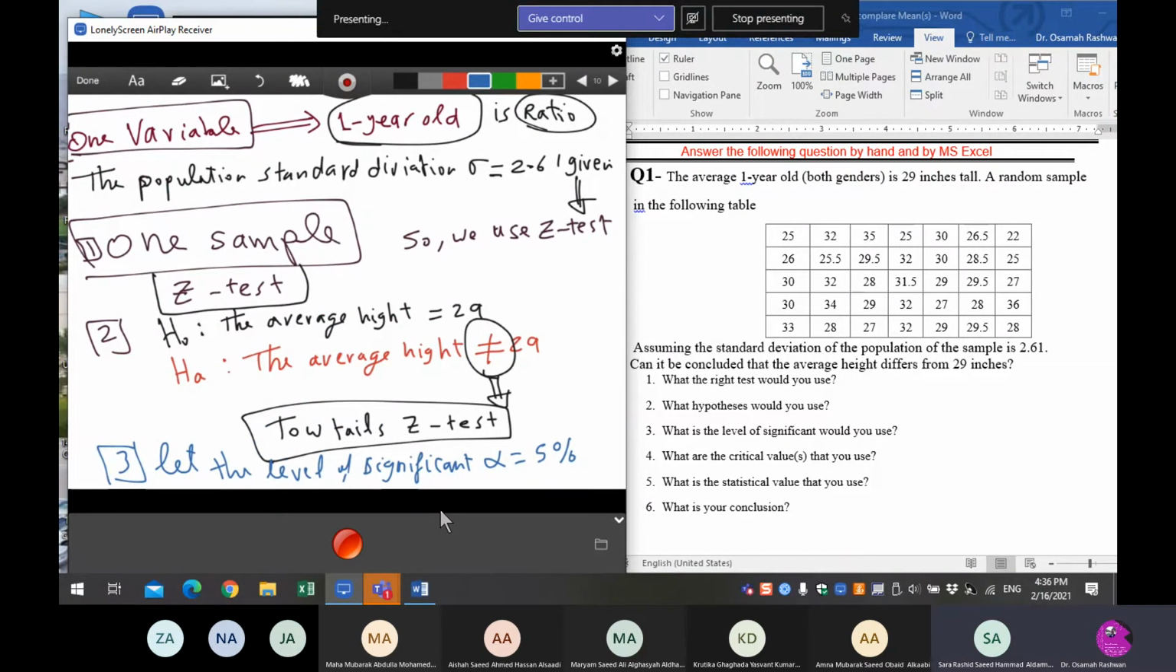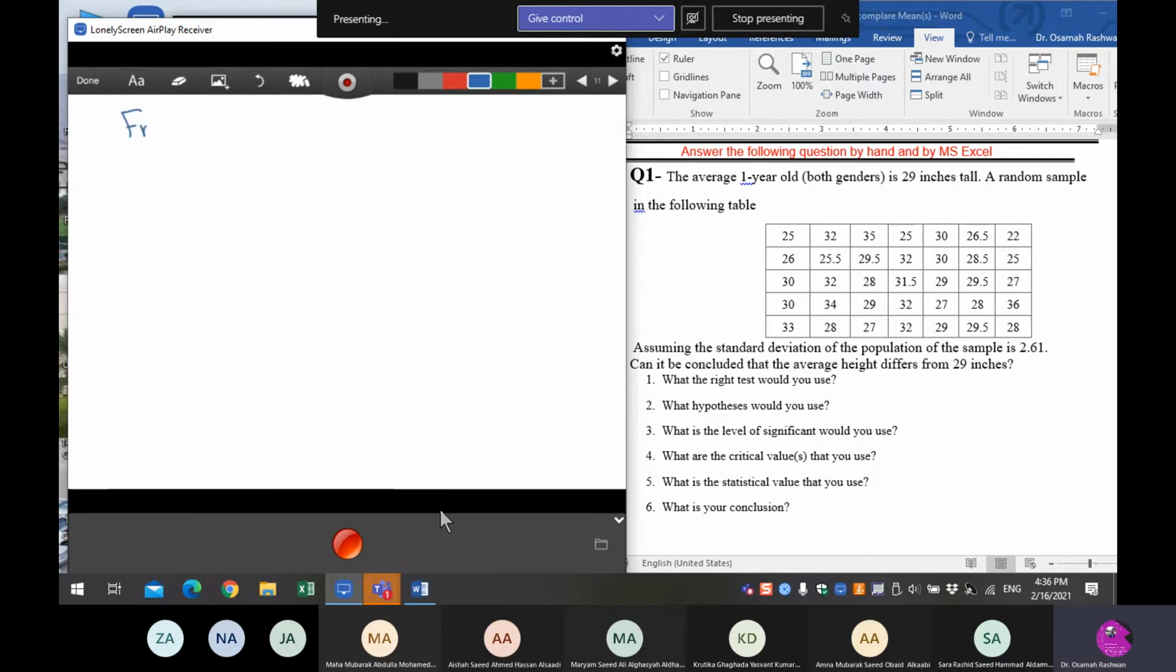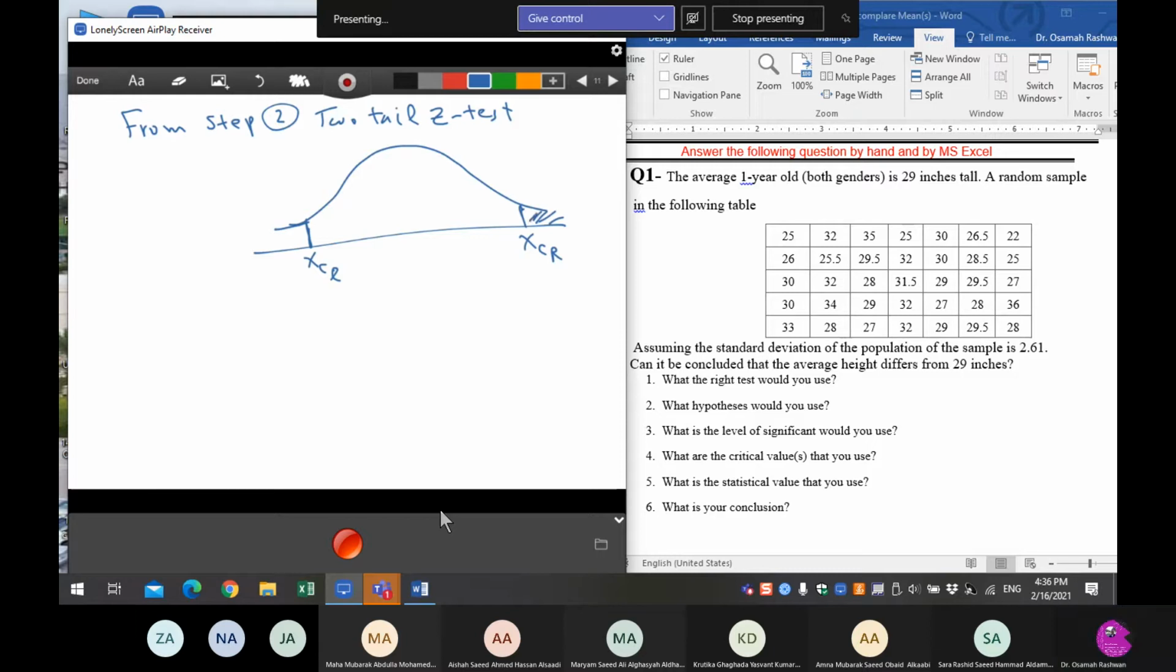Yes, that's right. So from step 2, we have a two-tail, Z, one-sample Z test. So it is better to go for a graph like this one and see what the first critical value is, the left one, and what the critical value is for the right one. This is the rejection area.